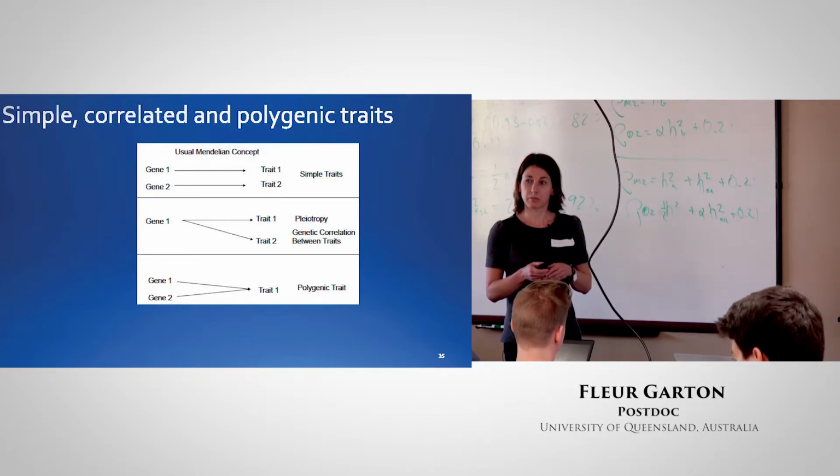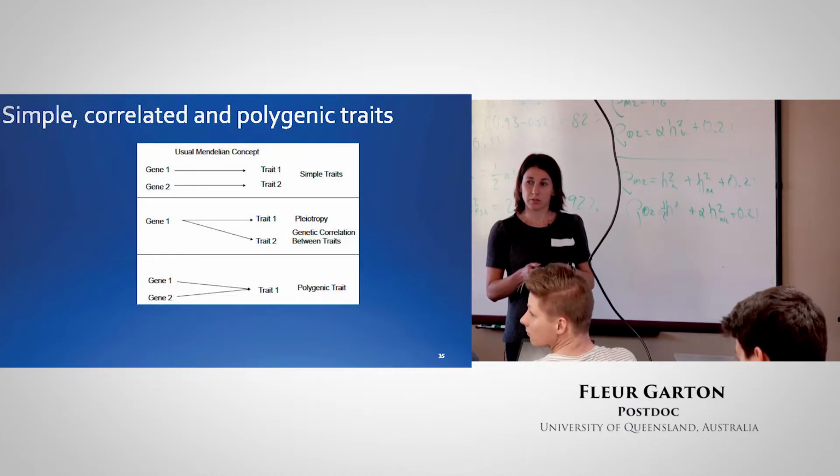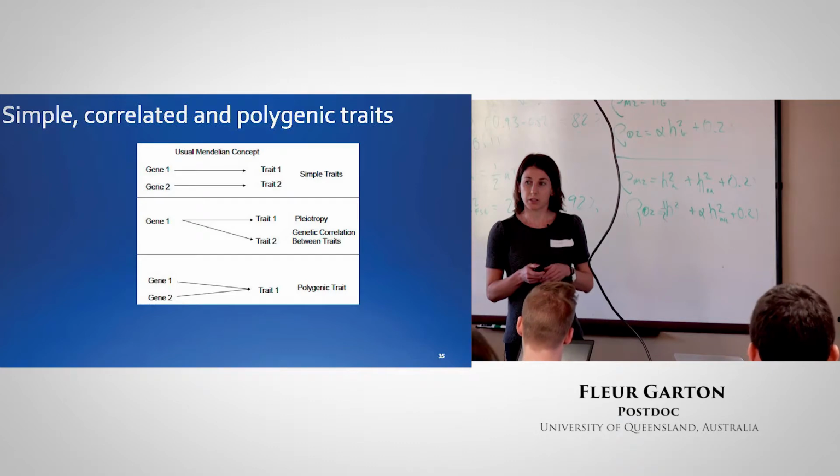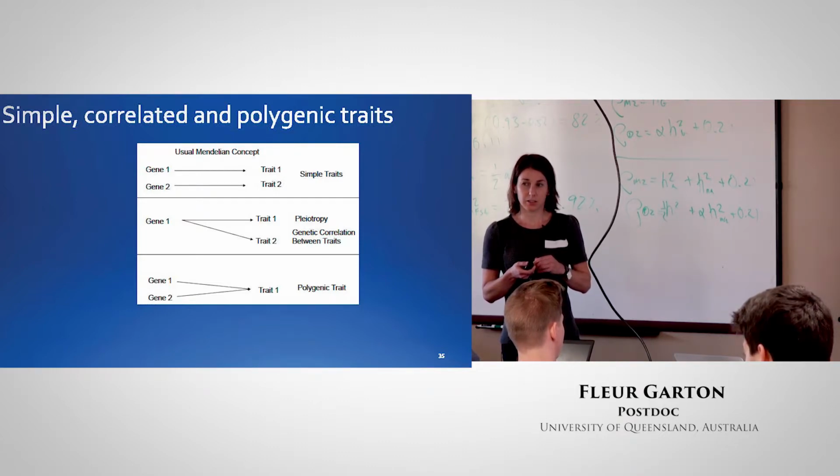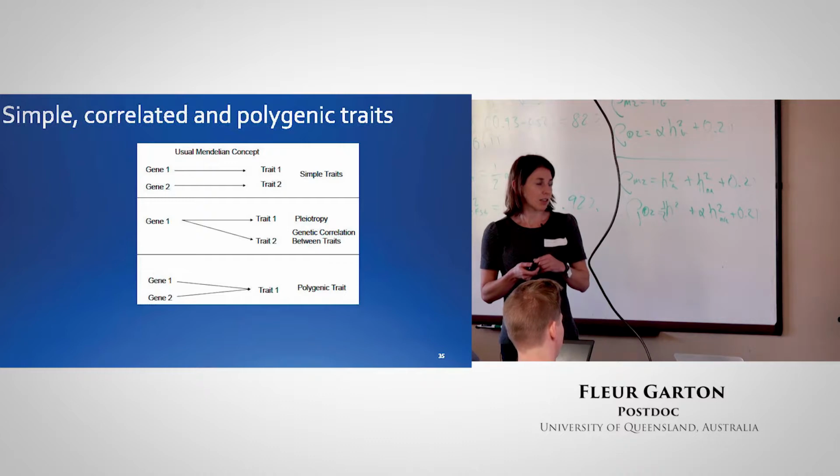If I've got a polygenic trait, is that more or less likely to exhibit pleiotropy? So if you've got many different genes affecting one trait, is it more or less likely that there will be a genetic correlation between that trait and another trait?